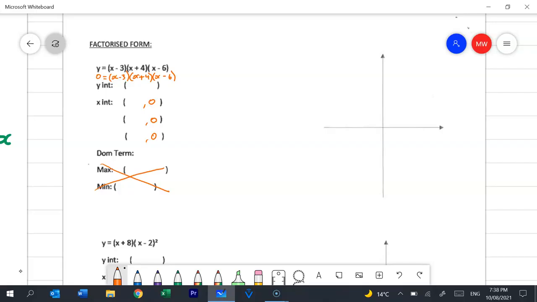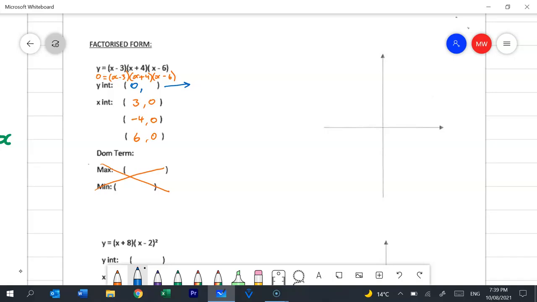So the x-intercepts will be at +3, -4, and +6. Okay, and I'm just getting those from these three numbers. Okay, so we've got that sorted. Now what we need to do is work out the y-intercept. So we'll just scoot that over here. Remember, what we'll do is this time we'll just make x 0 and we'll work out what y is.